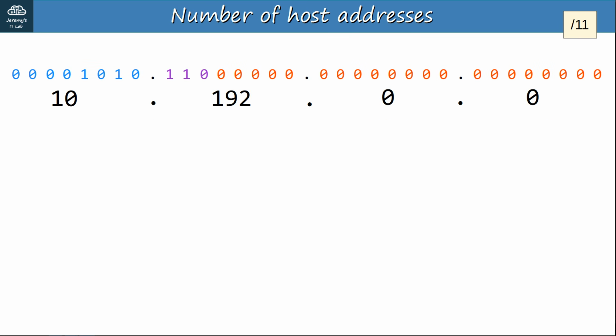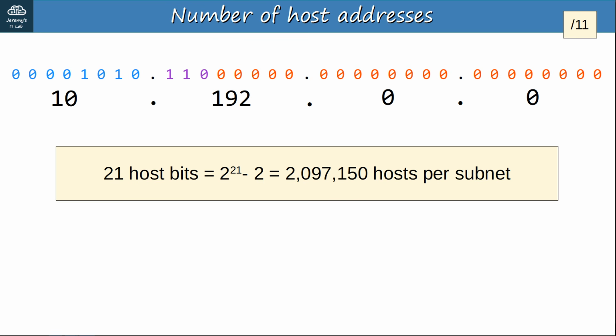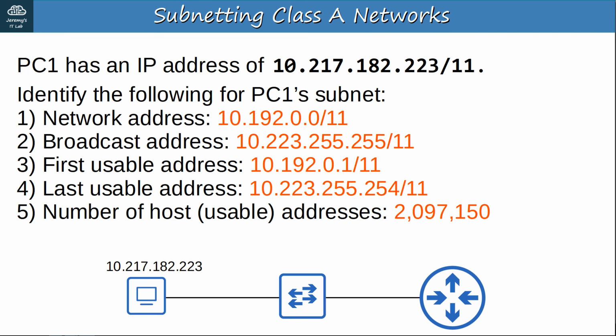Finally, to determine the number of host addresses, count the number of host bits. There are 21, so that means 2,097,150 hosts per subnet. So, here are the answers to each part of the question. As I said before, the process for subnetting Class A networks is the same as for Class B and Class C networks. You just have to get used to the larger numbers. Also, I hope you're getting used to converting between binary and dotted decimal by now. As you have probably noticed, it's absolutely essential for subnetting.